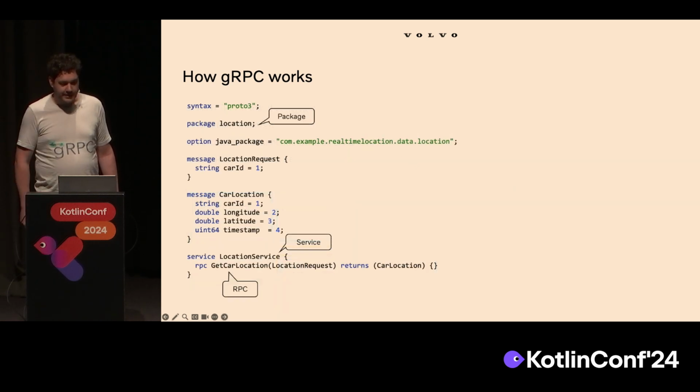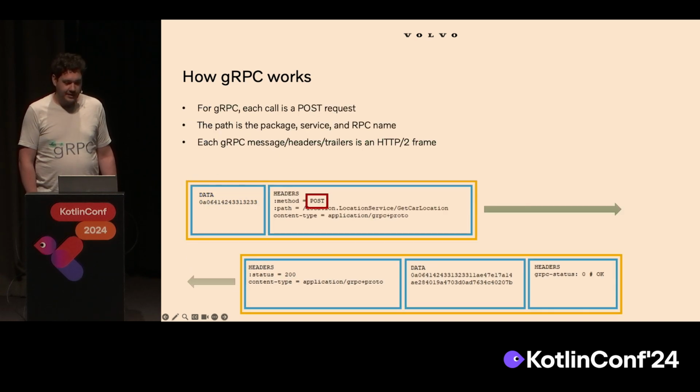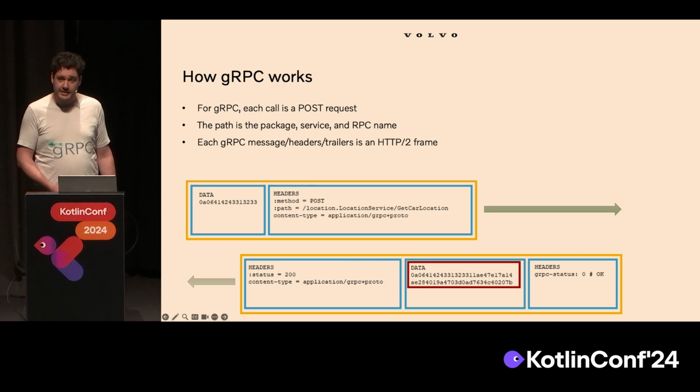And now if we put all of this together, back to the schema once more, and this time we look at the package, service, and RPC name. So every gRPC request is a POST. We have the path, which is built from the package, service, and RPC name. That goes in the headers, that's the first frame. Then we have the data. This is the same data we saw encoded before, second frame. The response comes back. First we have the headers. And then we have the same data we saw encoded before. And then at the end we have trailers, closing this call with status OK.